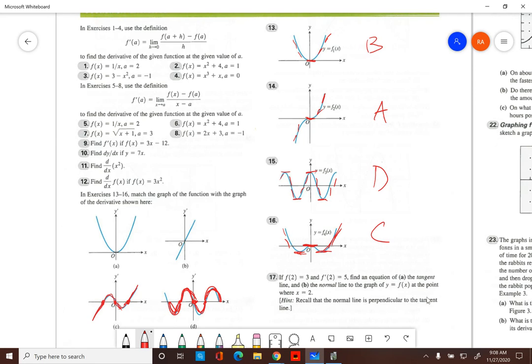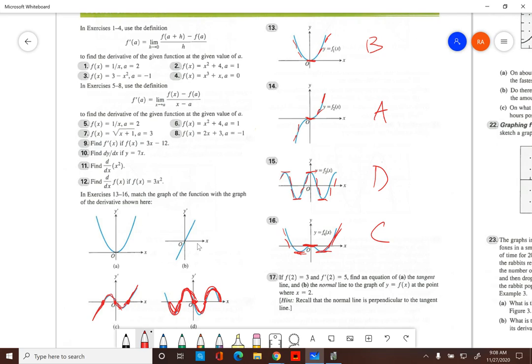And really what the focus is on is when these graphs turn, these graphs are going to have x-intercepts. That's the main focus. And when this graph is decreasing, this graph is going to be negative, and when this graph is increasing, this graph is going to be positive. So again, when the original graph is decreasing, the derivative is negative. When the original graph is increasing, the derivative is positive. And when the original graph is turning, this graph has an x-intercept.